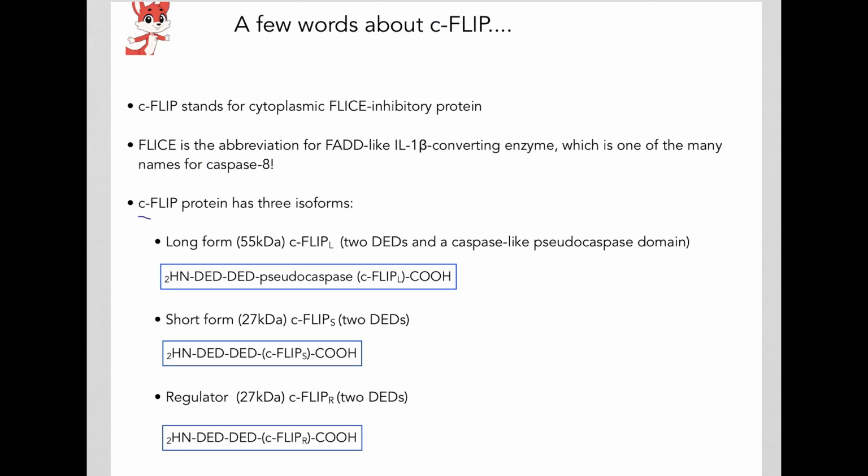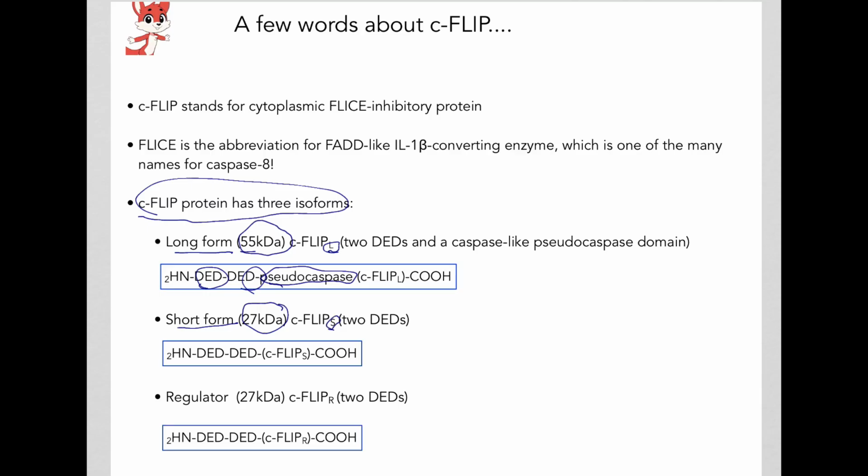Now the C-FLIP protein has 3 isoforms. We have the long isoform, about 55,000 Daltons molecular weight. This is called C-FLIP with an L. It has 2 DD domains, and then of course a pseudocaspase domain, so it looks like a caspase but doesn't have any activity. And then there's the short isoform, about 27,000 Daltons molecular weight.